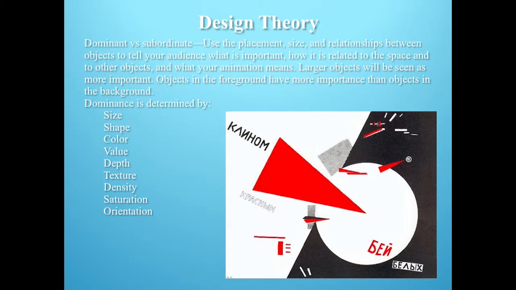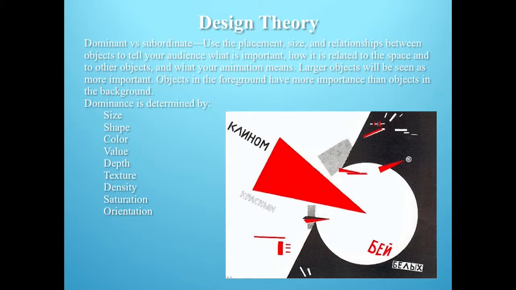The objects in the foreground have more importance than objects in the background. So things that are overlapping, you see, are more important than things that they're on top of. And dominance is determined by the size, the shape, and of course the triangle is dominant over the circle because it is a sharper, brighter red, stronger color, stronger shape altogether. The depth, texture, density, and you can see that that line down the middle where the black and the white connect has more objects near it, and so there's a denser arrangement of objects.